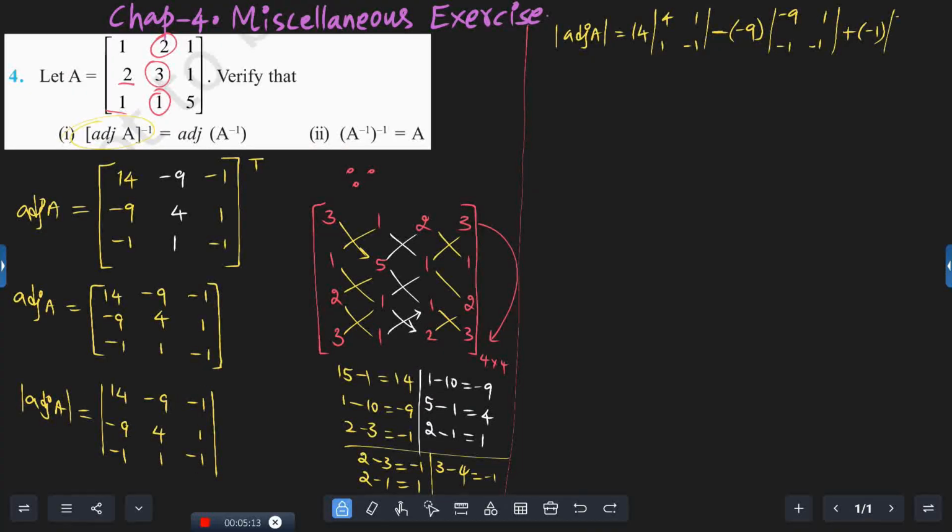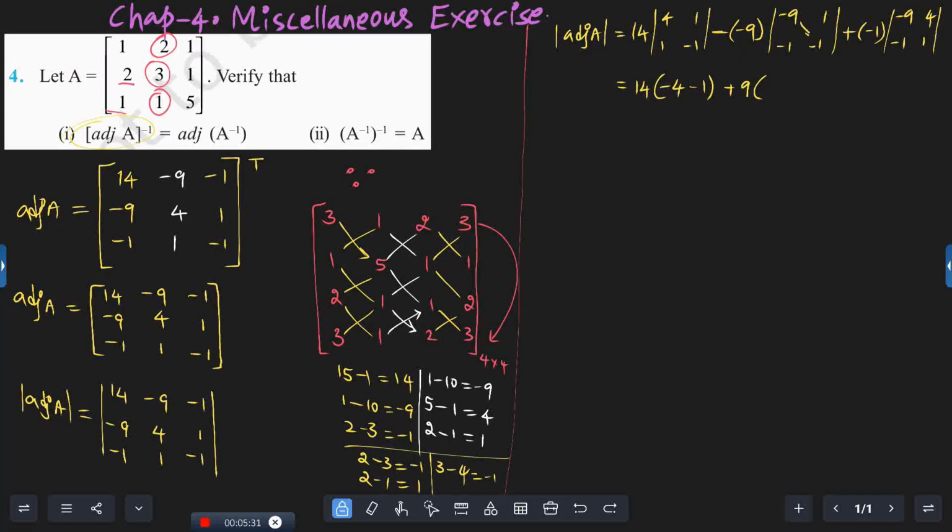Minus 9, 4. Minus 1, 1. Okay. Now if you simplify, you will be getting the required result. So 14 into, just simplify. 4 into minus 1, minus 4. Formula minus 1 ones are 1. Minus in the minus plus 9.